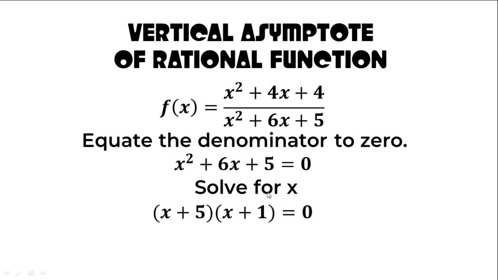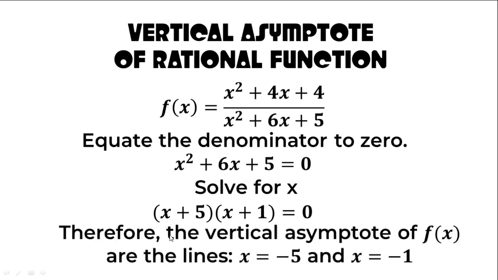So pag solve dito, i-factor din natin siya. Ang factor ng x squared plus 6x plus 5 is x plus 5 times x plus 1. Therefore, the vertical asymptote of f of x are the lines x is equal to negative 5 and x is equal to negative 1. So, dalawang asymptote natin kasi quadratic equation ang denominator.